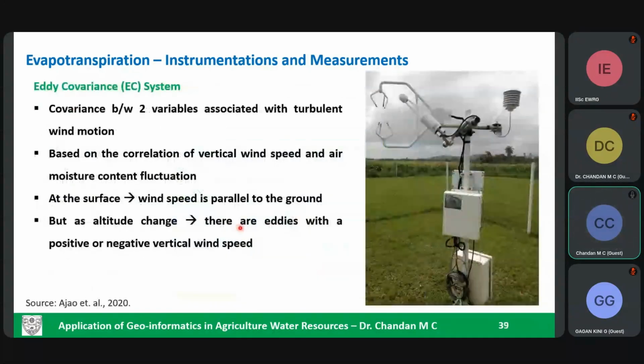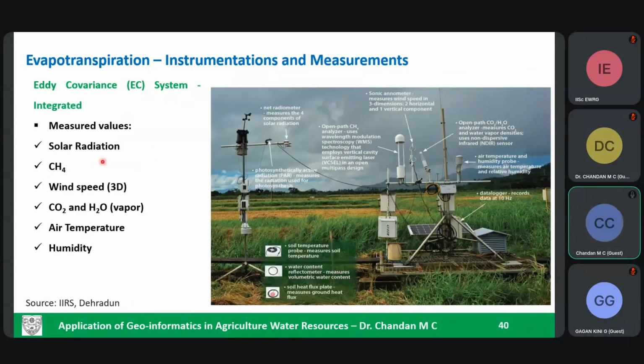And next we have the eddy covariance system. Eddy covariance basically will give you the wind speed and wind related data and air moisture. So these are very important for evapotranspiration. And what we have is an integrated system where, not only the wind speed, we can also calculate the solar radiation, the methane and the CO2 and H2O vapor values, along with air temperature and humidity. So this is called an integrated eddy covariance system.